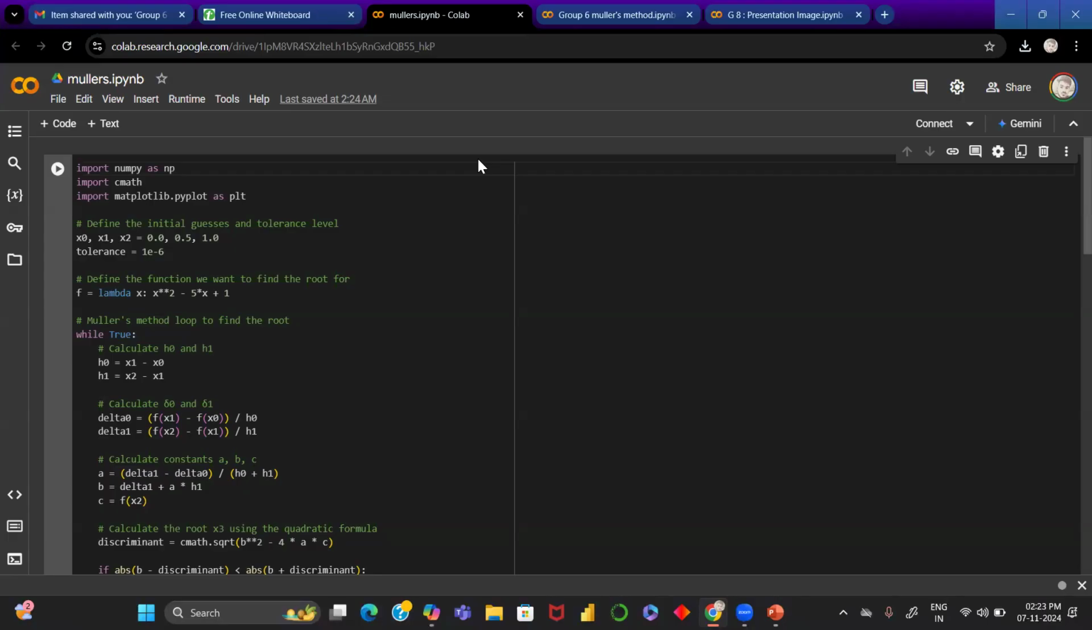Then we start the while loop. This loop keeps iterating until we reach the tolerance level. Inside the while loop, we calculate x1 minus x0 and x2 minus x1, which are the differences between the points, and we assign them to h0 and h1. After that, we calculate the slopes between these points, which are assigned to delta 0 and delta 1.